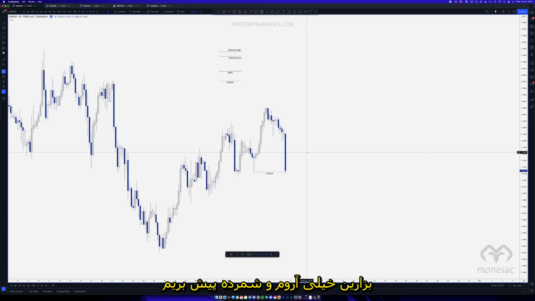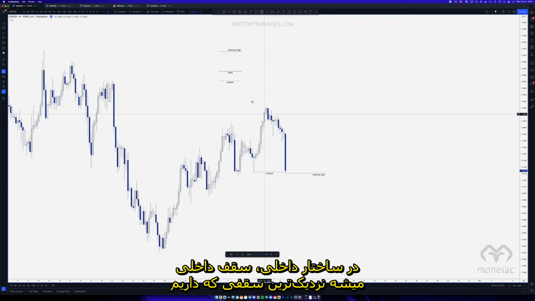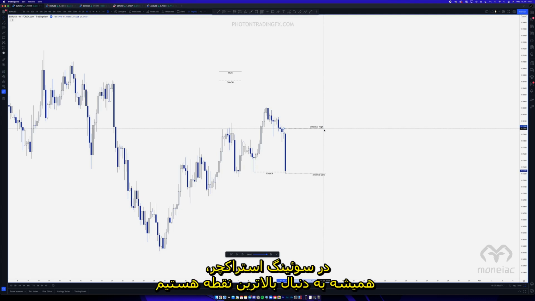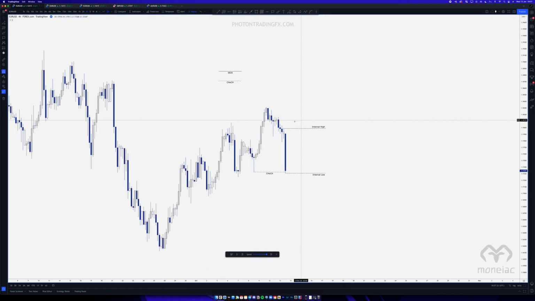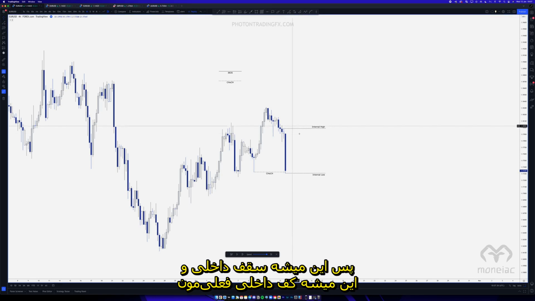So I'll tell you what, we'll take this really slowly. At this point, our active internal low will be that lowest point, okay? And where is the high? The internal high is always the nearest high when we're looking at internal structure. It's not like swing structure, where we're always looking at the highest point. With internal structure, we always pick the nearest high or low, okay? So at this point, this is our internal high, this is our internal low.